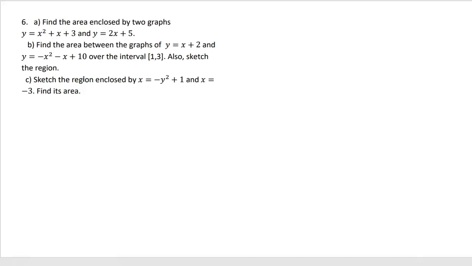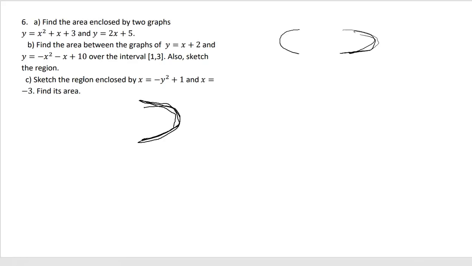Now, question C, we need to sketch the region enclosed by x equals negative y squared plus 1 and x equals negative 3. Now, when you have y squared as equal to x, either you have a parabola opening right or left. This one is this case because there's a minus in front, so it's this one. So this graph, x equals negative y squared plus 1, will be a graph that looks like this. It's a parabola opening left.